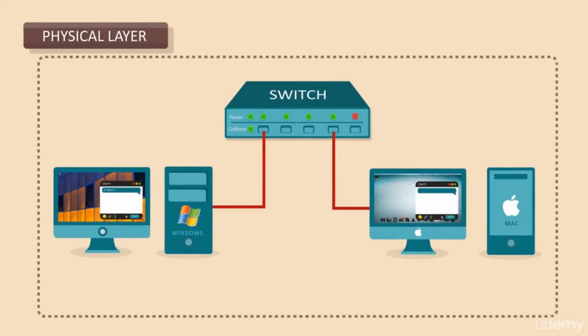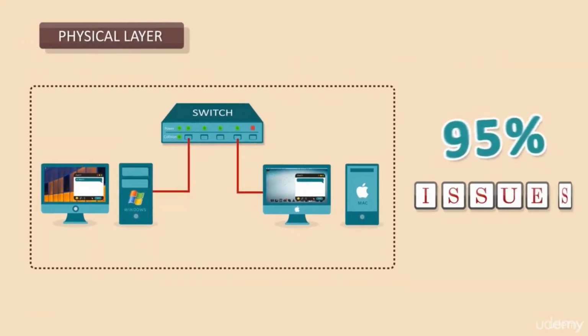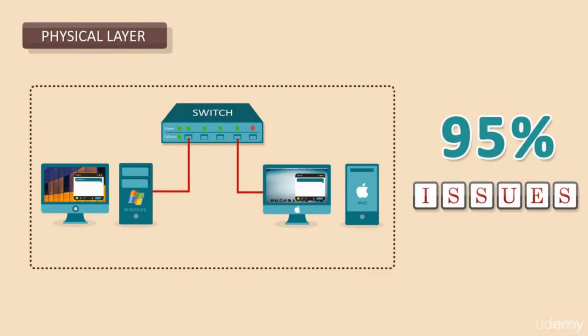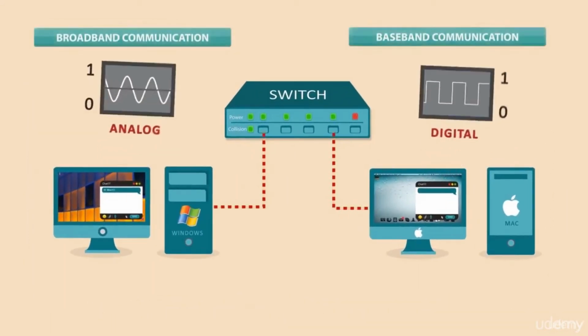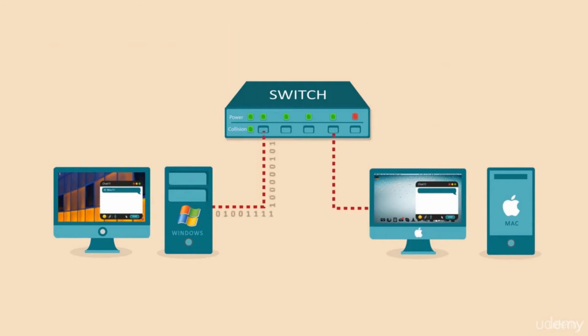The physical layer thus forms the fundamental for all the communication, and it is revealed that 95% of network-related communication issues arise at the physical layer. Once the physical routes to deliver the bitstream either as analog signals in a broadband communication or digital signals in a baseband communication are identified, the data is routed to its destination.